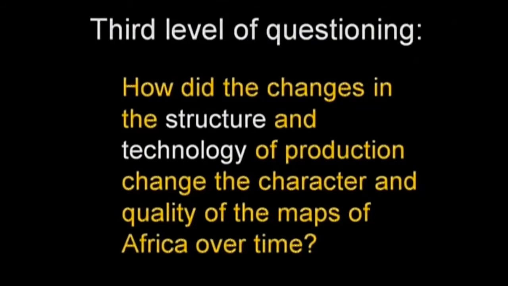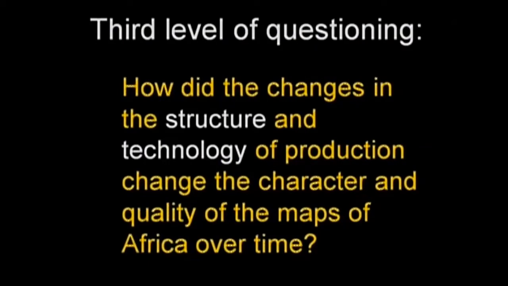How did changes in the structure and technology of production change the character and the quality of the maps of Africa over time? Very interesting, because it's not just a straightforward case of maps getting better and better as people learn more and more, but it has to do with filtering it through the structure and those changes of structure of expectation, as well as changes in the technology.